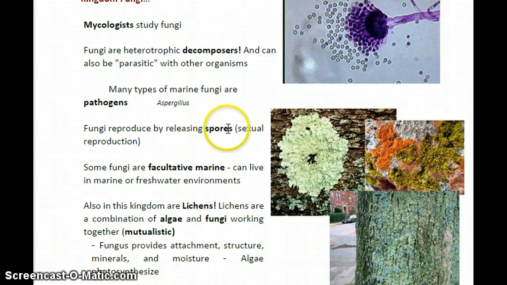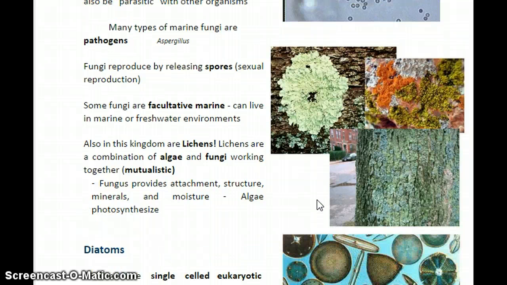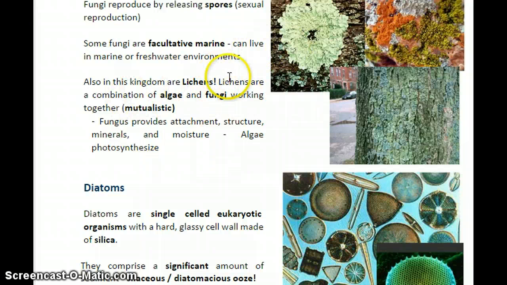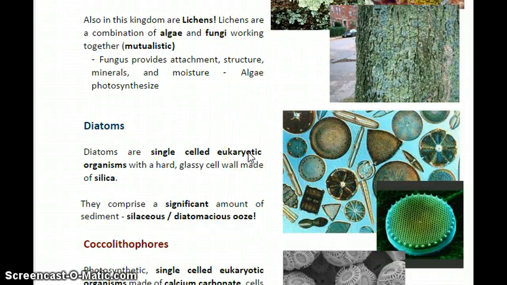Fungi reproduce by releasing spores. That's one of the ways that they get their gametes out there. And some of them in the marine environment can be facultatively marine. That means they can live in either marine or freshwater environments. They can survive both. We'll look more at these kinds of mutualistic relationships, but algae and fungi are a really good example, making up lichen.